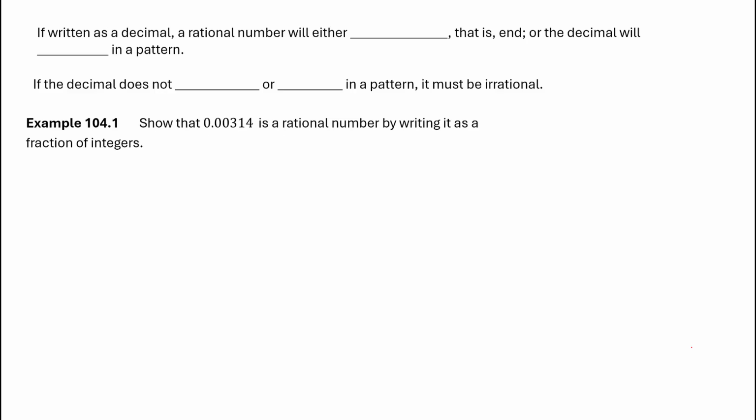Okay, so if you took a rational number and wrote it as a decimal, then that rational number will either terminate, meaning it will end, or the decimal will repeat in a pattern. If the decimal does not terminate or repeat in a pattern, that number must be irrational. What we want to do is show that this decimal right here, 0.00314, is a rational number by writing it as a fraction with an integer in the numerator and an integer in the denominator.